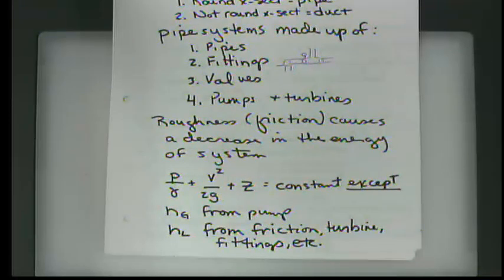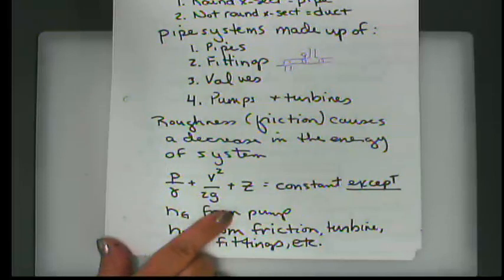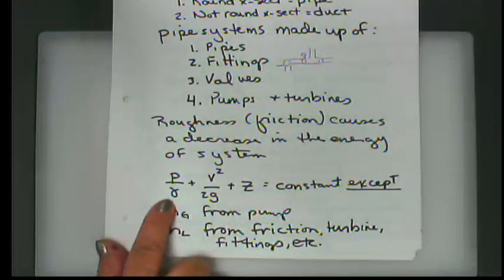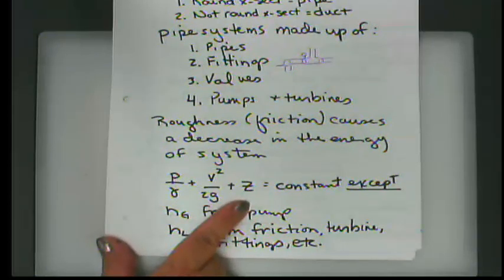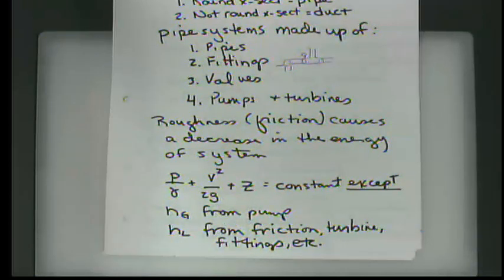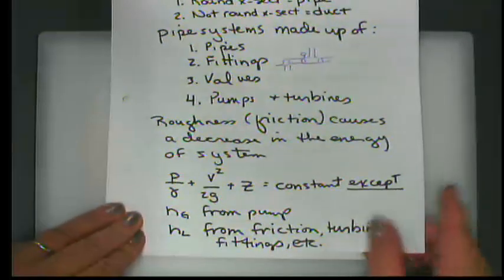So when we look at Bernoulli's equation, which is here written in terms of a head or in terms of dimensions of height of a fluid column, we know that the pressure head plus the velocity head plus the elevation head is a constant, except if we have a head gain, H sub G from a pump, or H sub L, which is a friction loss, which is a head loss from either friction, turbine, fittings, valves, etc.